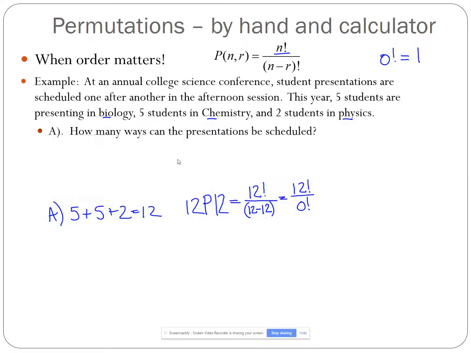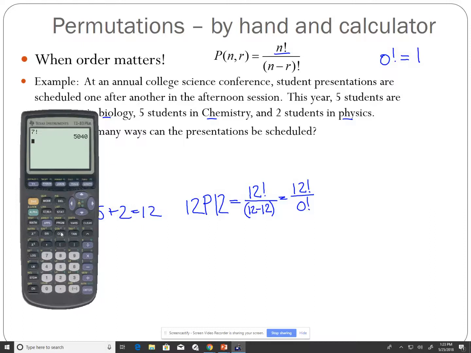Go over to our calculator. We'll do it this way, 12 permutation 12. Pretty large number here. 479. There are, get our commas in here, 479 million different ways you can organize those 12 students in presentations. The possibilities seem endless.